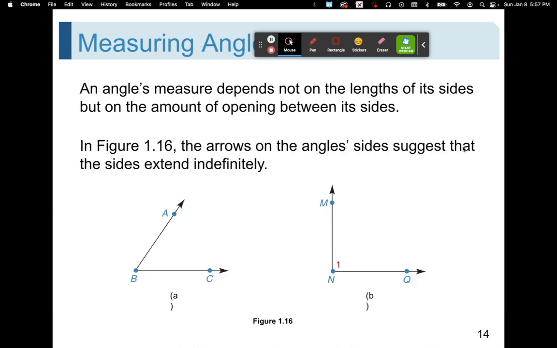All right, angle measurement. We'll just go ahead and run these two videos together. Angle measurement doesn't depend on the length of the sides, but on the amount of opening between the sides. So not on how long these sides go on for. It's not how long B goes to A and goes on forever. It's how much is inside right here. It's this part that we care about. Those arrows do signify that the sides of the angles go on forever.